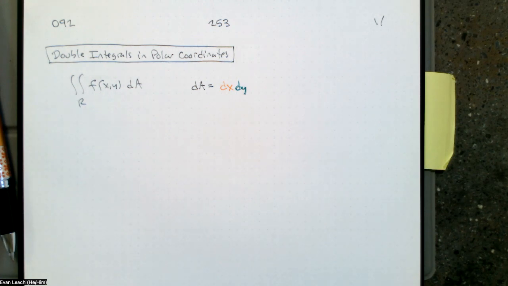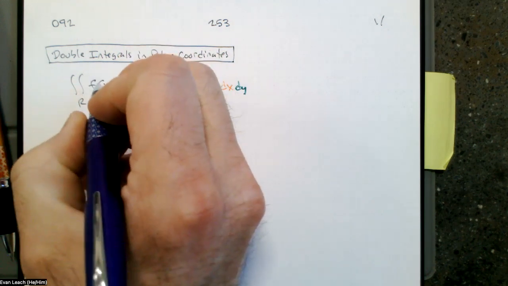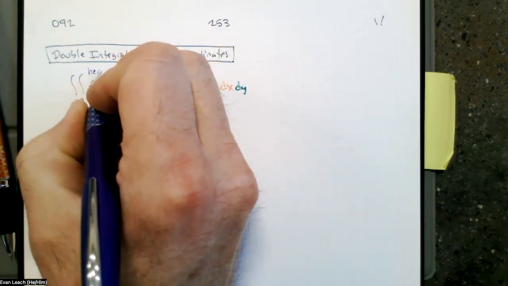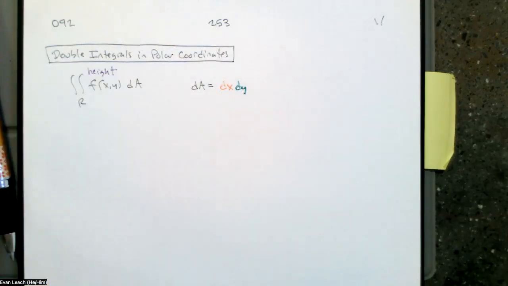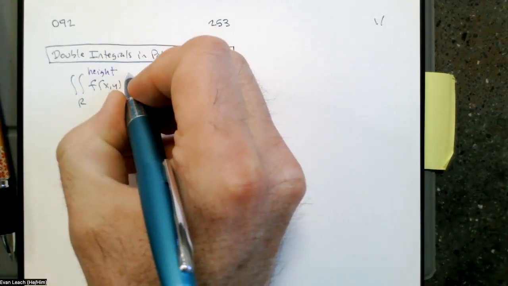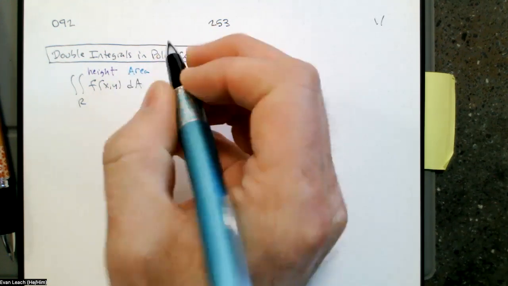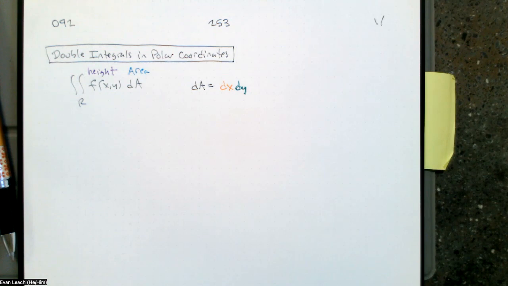The way we're thinking about this is that we're thinking about the value of the function as being the height. We're thinking of the height multiplied by the area. And the area is going to be broken down into an iterated integral with a dx dy or a dy dx.